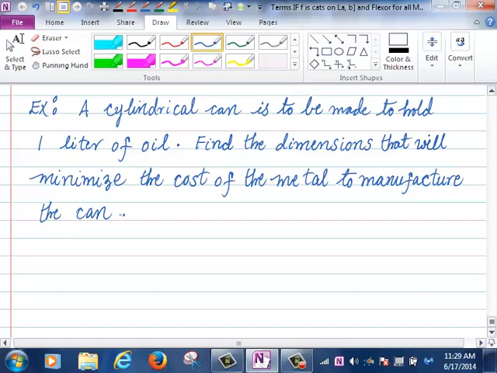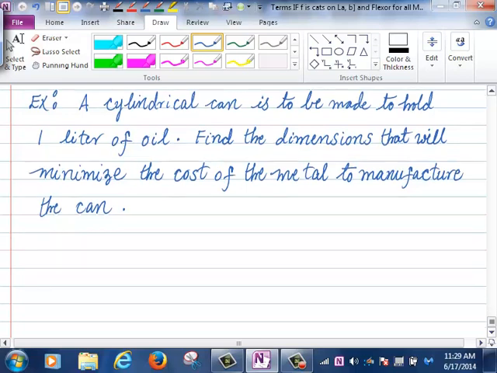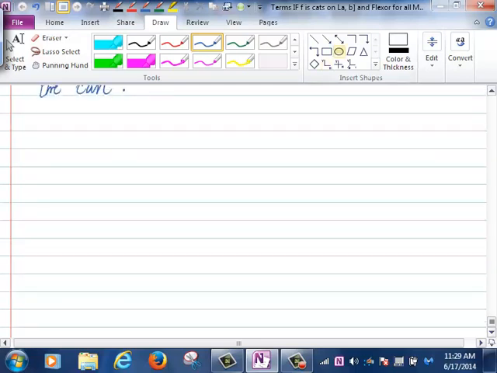Is that making sense? Okay, so again, make a diagram if you can. So let's make a diagram here. We are talking about a cylindrical can, right? So let's make a cylinder. Let me make the cylinder first.